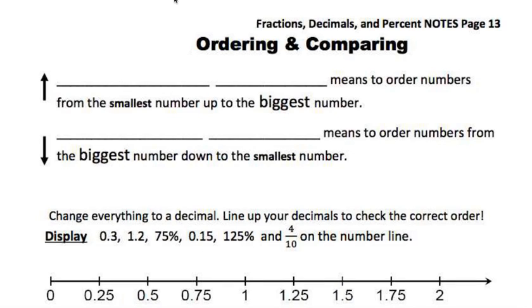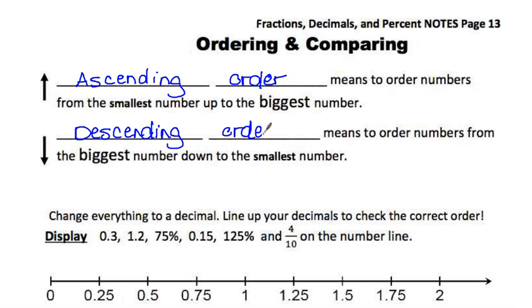Today we're going to be discussing ordering and comparing rational numbers. So we're going to talk first about what ascending order means: to order numbers from smallest number to the biggest, or from least to greatest, or in increasing order. The next one is descending. Descending order means to order numbers from the biggest down to the smallest number.